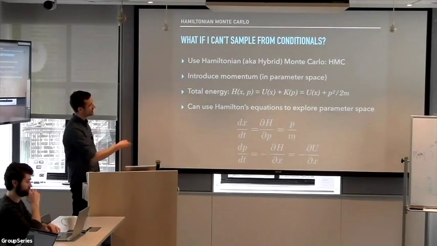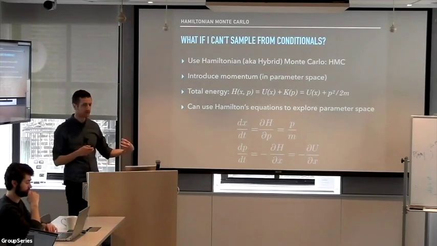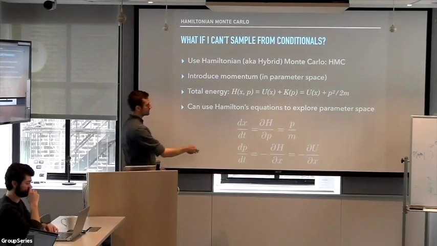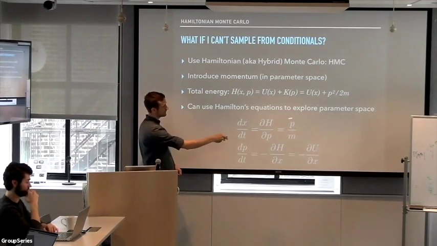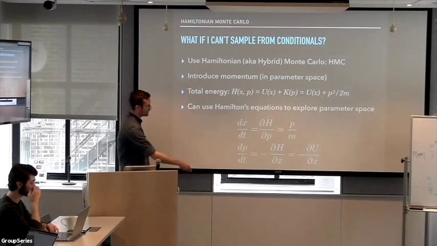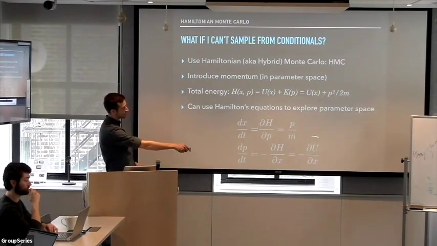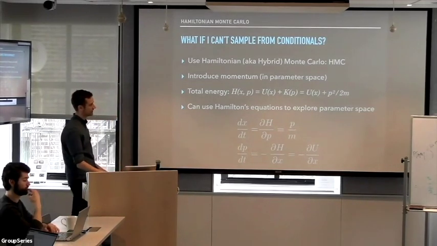Once you have that system, you can use Hamilton's equations to move around this parameter space, okay? Hamilton's equations just tell you that the derivative of the position with respect to time is given by the momentum divided by the mass, okay? And the change in momentum over time is the derivative of the potential energy with respect to the parameters, with a cheeky little minus sign at the front, okay?